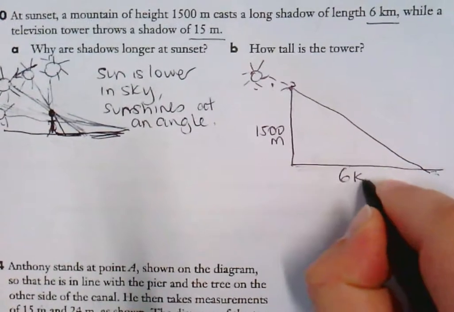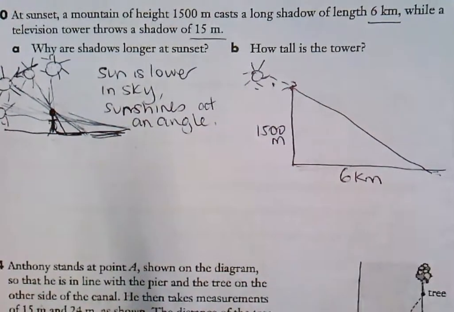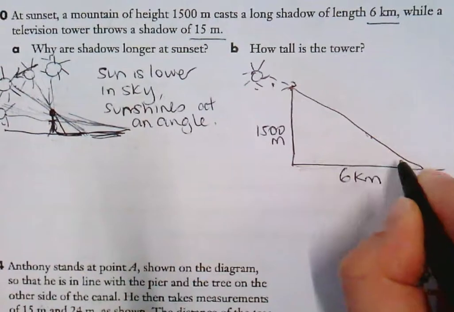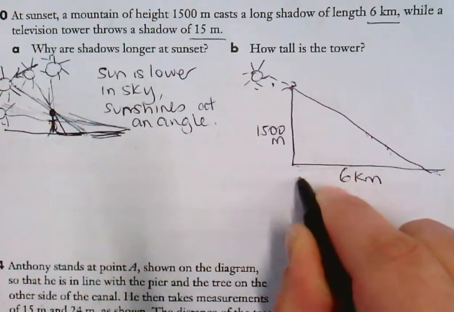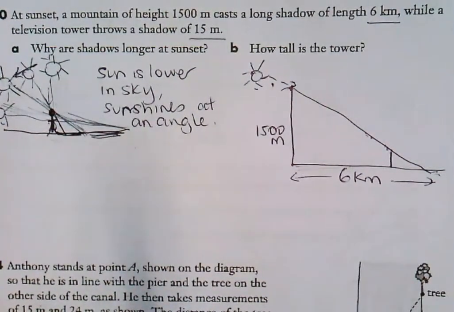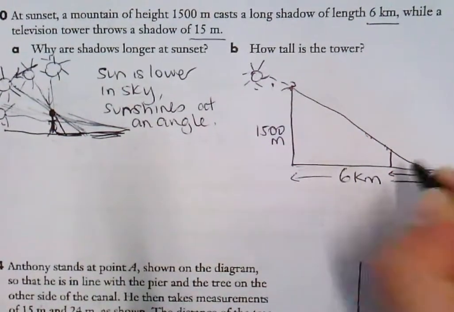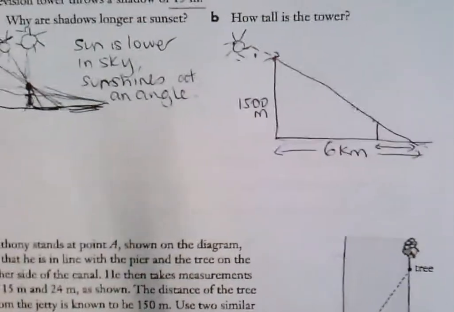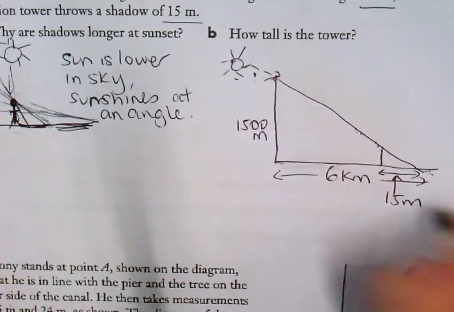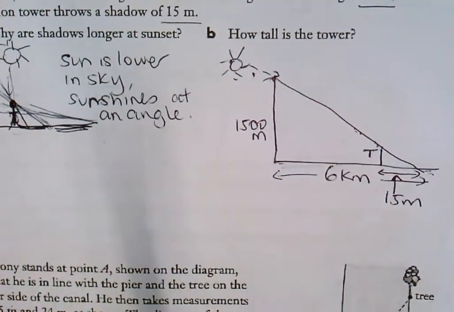This is 6 kilometers. Now, the television tower, I'm going to draw it in here. The television tower only casts a shadow of 15 meters. Now, it's 6 kilometers from there to there. Inside this same triangle, girls, I am doing the television tower. Can you see this? It casts a shadow of 15. That length just there is 15 meters. And I'm going to call that T for television tower.